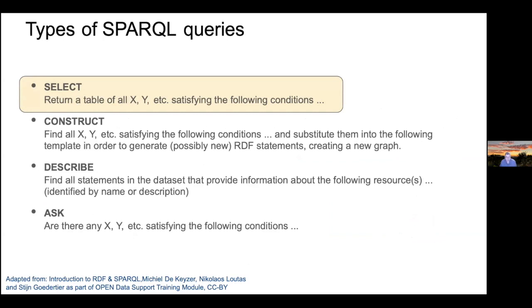So when looking at the types of queries you can do, there are a number of different SPARQL queries. What we're going to focus on in this webinar is the basic select function, and that's basically returning a listing, or what you can imagine as a table of results, satisfying a certain set of conditions.